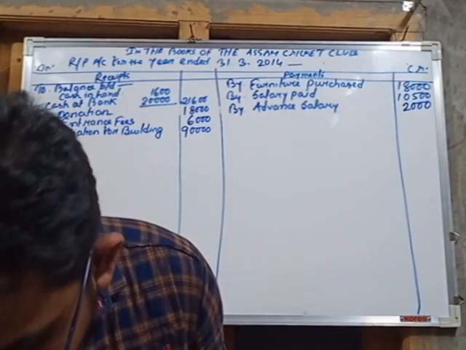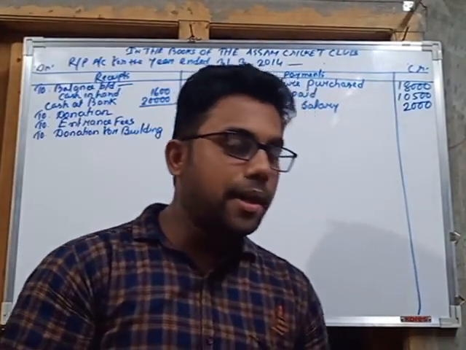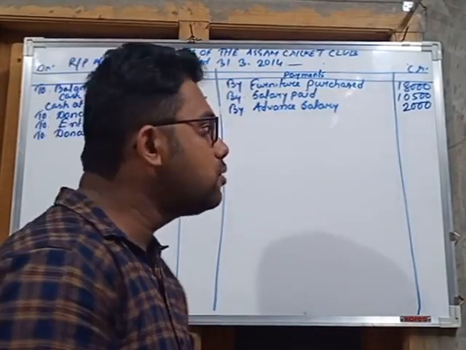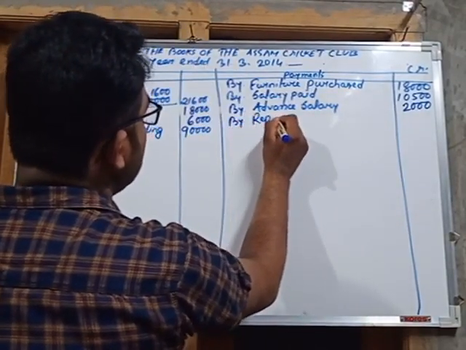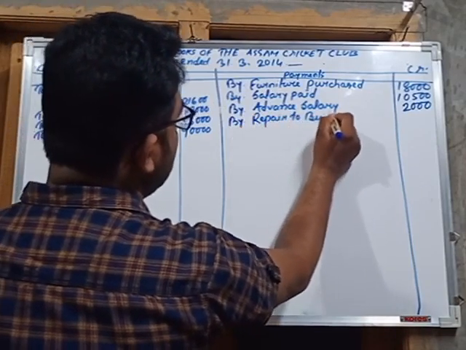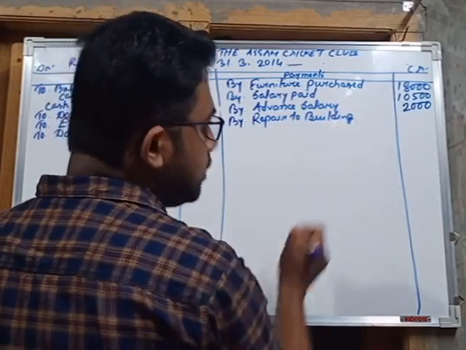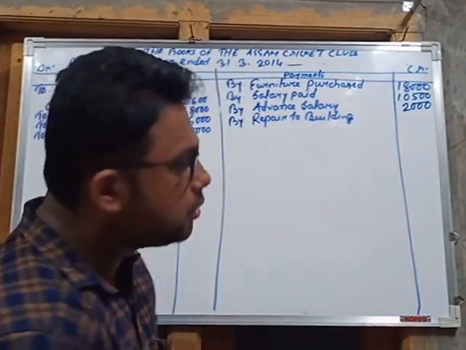Next, repair to building. That means for the renovation and maintenance of the building, they have incurred some amount. So it is a payment, by repair to building, and the amount is rupees 1,500.